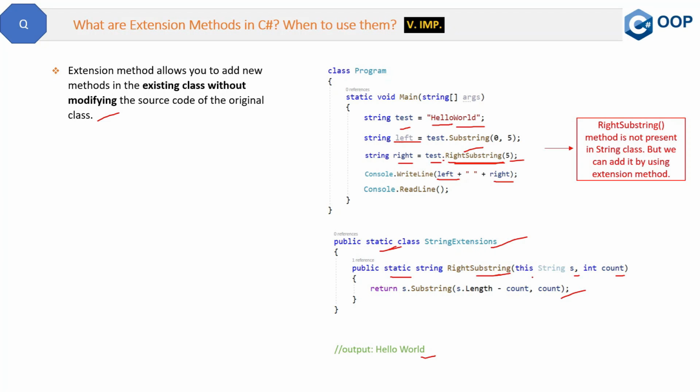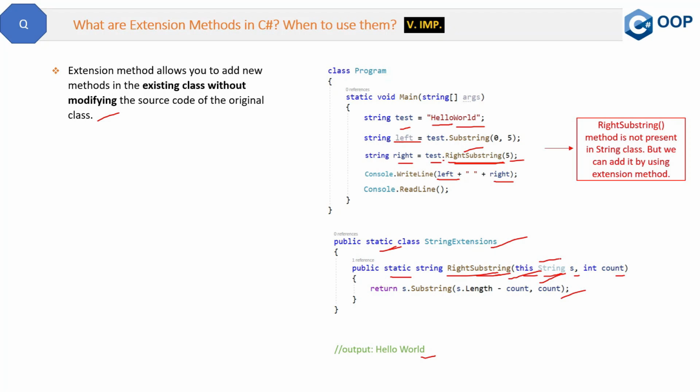The second important thing is that we use the this keyword here. It is used for binding this write substring method to the string class only. So that is the purpose of this keyword. If you are creating an extension method for some other class, then you must give the name of that class along with this keyword. For example, if you have a custom class named string B, then you have to mention the string B class name here.